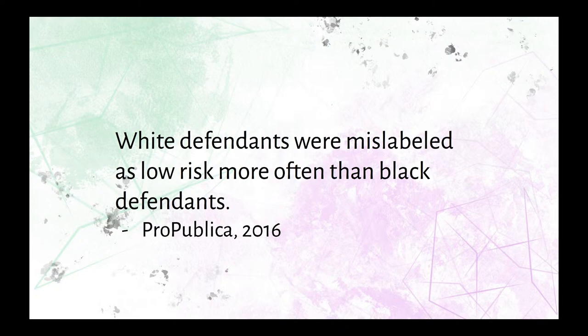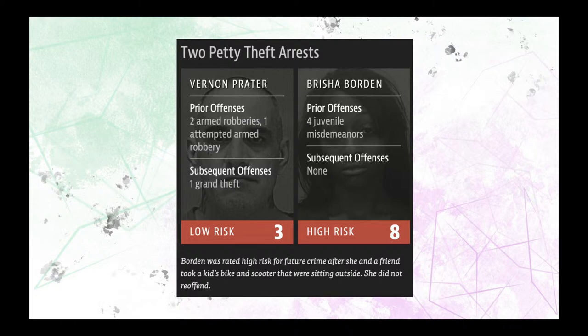Here we see an example of bias in the system in this slide. A prison computer program trained to classify how likely an offender is to commit a future crime made an error by classifying a white man, Vernon Prater, as having a lower risk of repeating an offense despite more serious and more numerous prior offenses than the Black woman, Risha Borden, who was classified as a high risk. There are many other such examples of bias in the ProPublica report linked in the reference slide at the end.